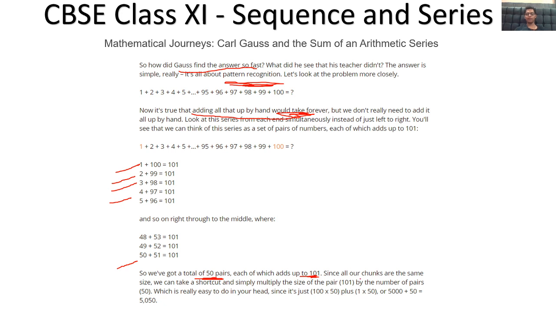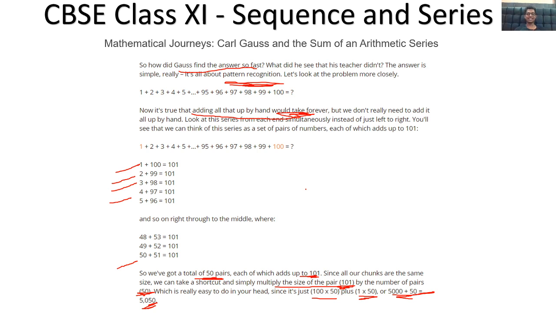Since all of our chunks are of the same size, we can take a shortcut and simply multiply the size of the pair, 101, by the number of pairs, that is 50, which is really easy to do since it's 100 into 50 plus 1 into 50. It's 5000 plus 50, thus we reach 5050.